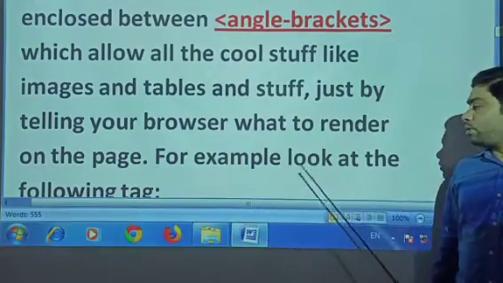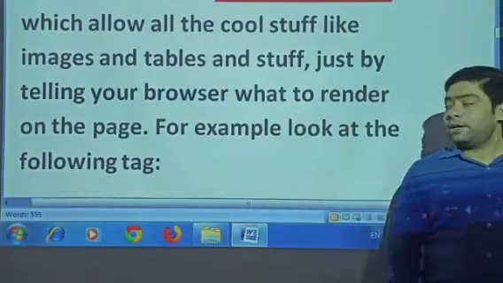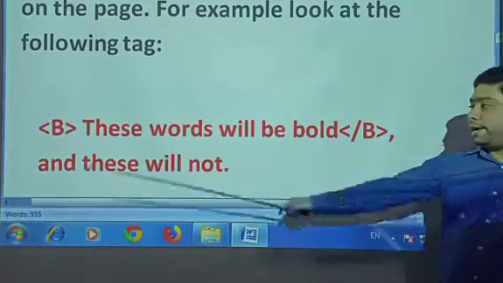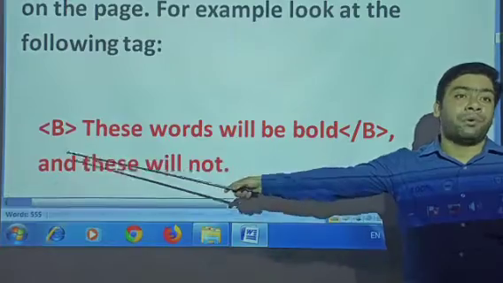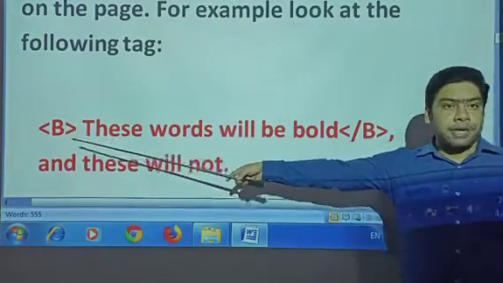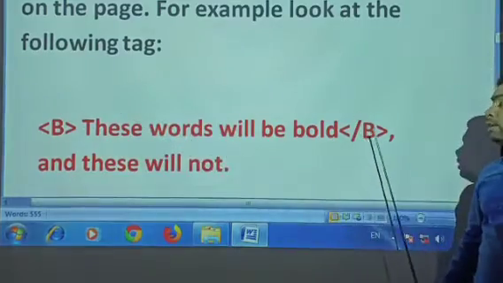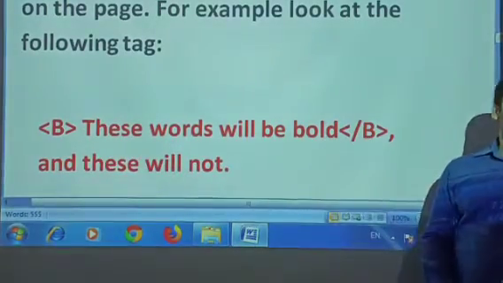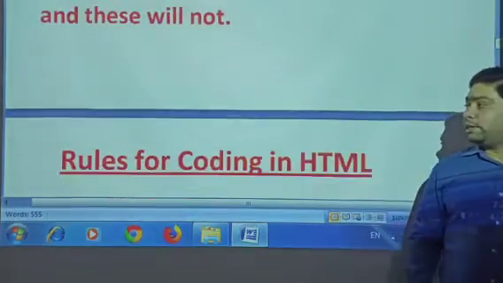For example, look at the following tags. For an example, this is a kind of tag. It's a B. B represents bold text here. So <B> and </B>, that is called the opening tag, while the other is the closing tag. That is the example of a tag. Now we move a little further.